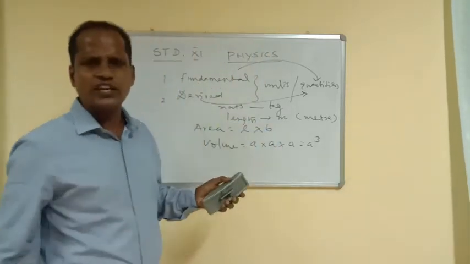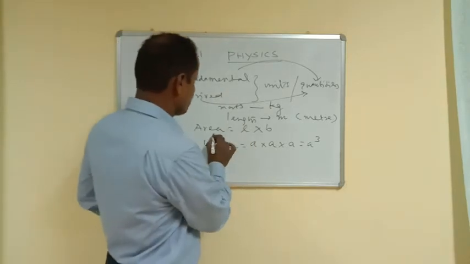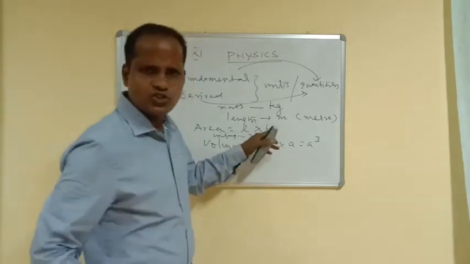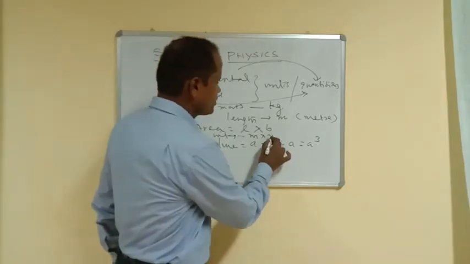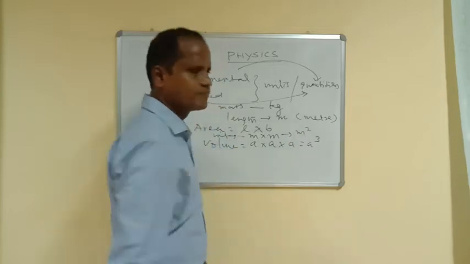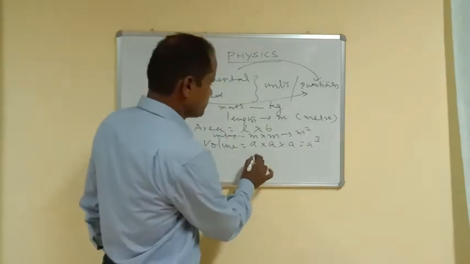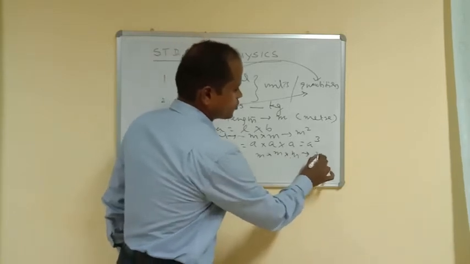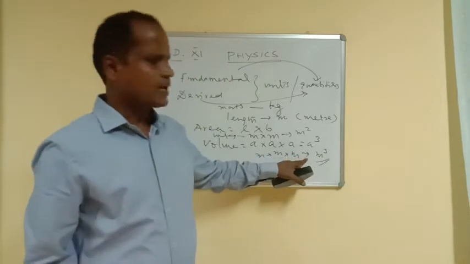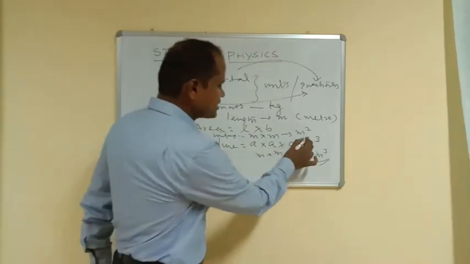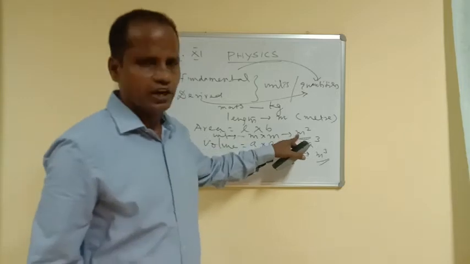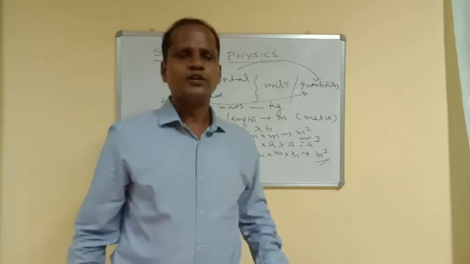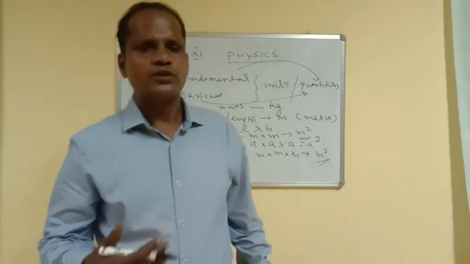Then we can see the corresponding units. Suppose we take the unit of area. The unit of length is meter, and breadth is also a length. So m into m gives you m square. Similarly for volume, meter, meter, meter gives you meter cube. So this is the derived unit of volume, and this is the derived unit of area. These are called derived units and derived physical quantities.